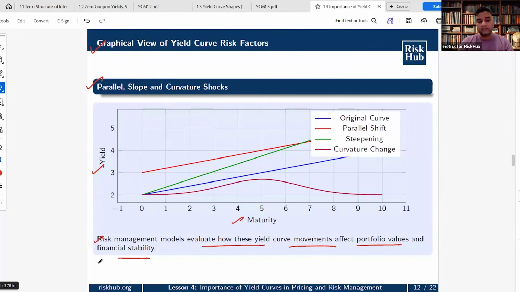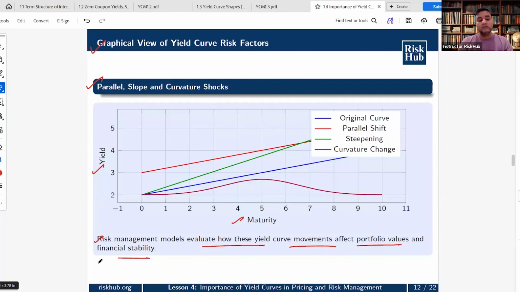The red line, parallel shift, has the same slope but starts at 3, 1 full point above the blue line at every maturity. The green line, steepening, starts at the same point as the blue line and rises faster, reaching about 4.4. The purple line, curvature change, starts at 2, bulges up to about 2.7 near the 5-year point, then settles back to 2. The one thing the picture shows is 3 different ways a curve can move, drawn against the same starting curve.